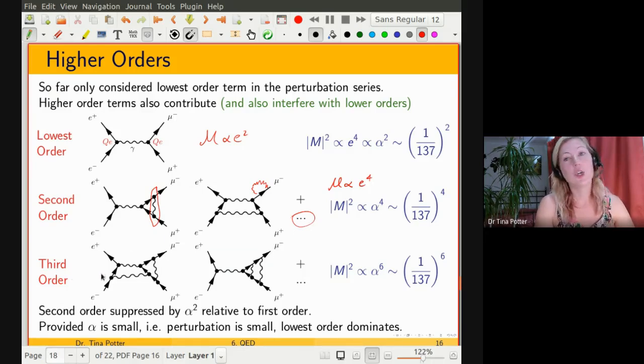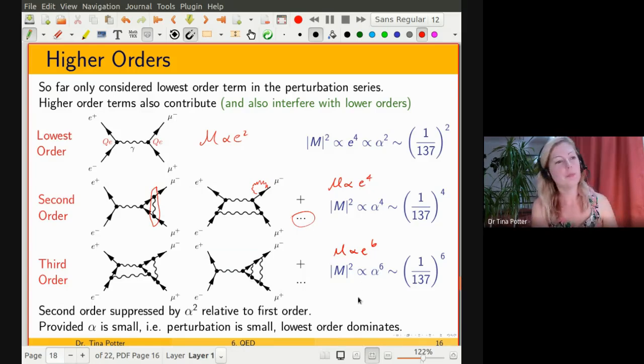Next, you can add 2 more vertices, again, to give you 6. So you could have emission and absorption here, there, or both here, or both in the initial state particles. So there's lots of different ones again that you can draw with the 6 vertices. And so your matrix element here is going to be proportional to e to the 6.